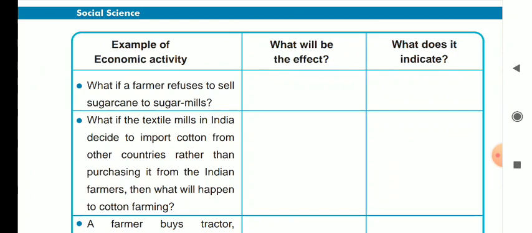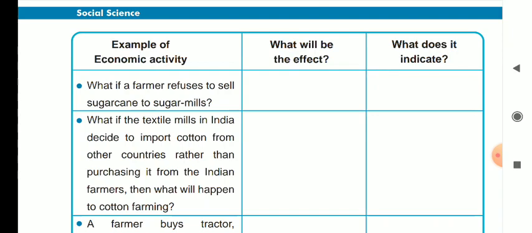Here, our first point is, what if a farmer refuses to sell sugarcane to sugar mills? Students, just imagine. What will be the effect of it? Sugarcane will not reach the secondary sector. And what does it indicate? Economic activity of the secondary sector is not possible without the primary sector.